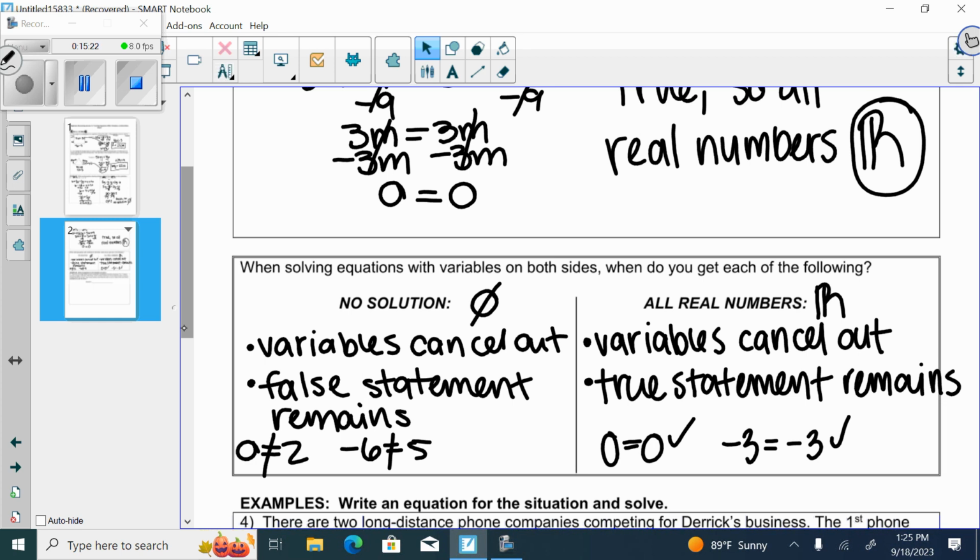So we have not changed a single thing about how we solve. We're just saying if you happen to have variables that cancel out, these would be the two answers you would give. All right? So nothing's changed. All right, then we got one more example.